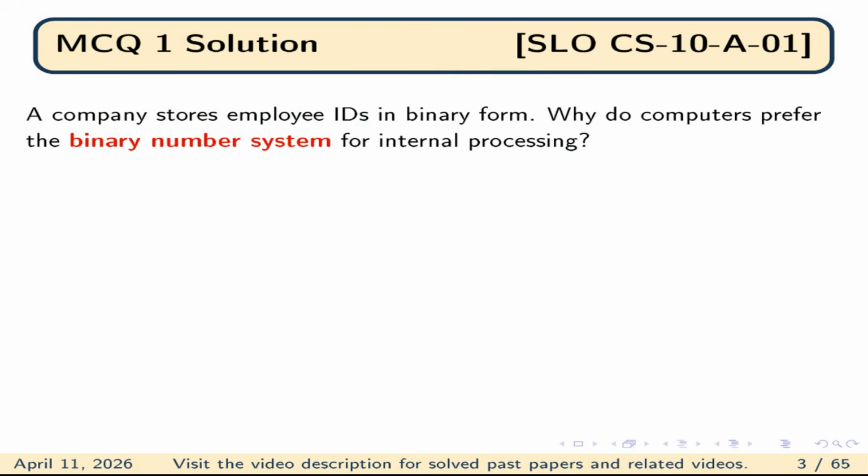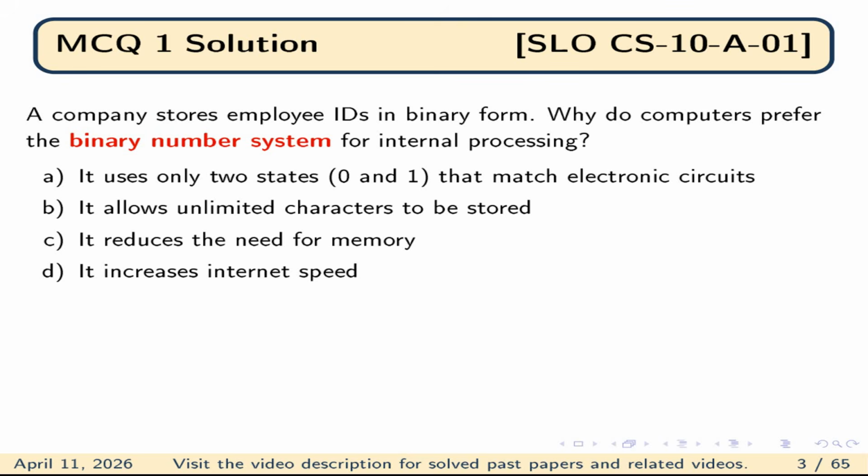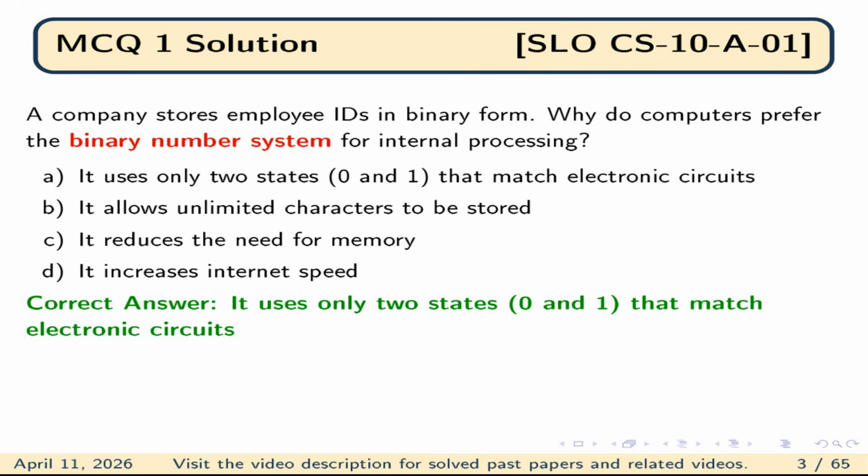Question number 1, taken from A01. A company stores employee IDs in binary form. Why do computers prefer the binary number system for internal processing? Options are: it uses only two states, 0 and 1, that match electronic circuits; it allows unlimited characters to be stored; it reduces the need for memory; it increases internet speed. The correct option is it uses only two states, 0 and 1, that match electronic circuits.